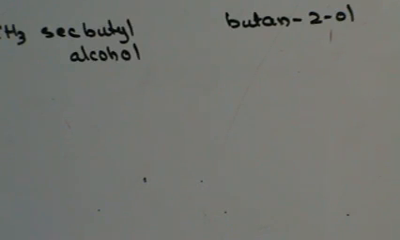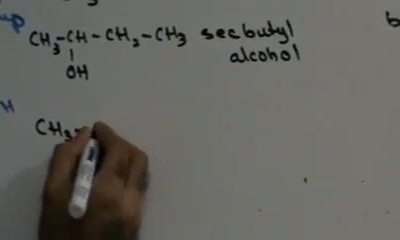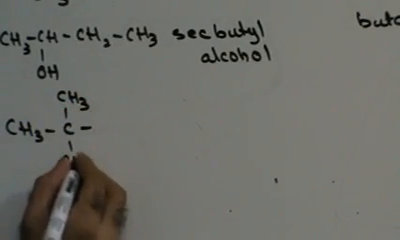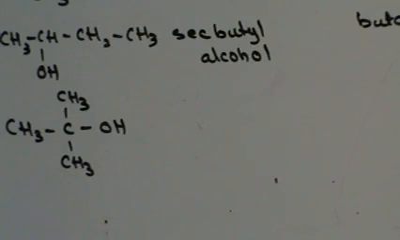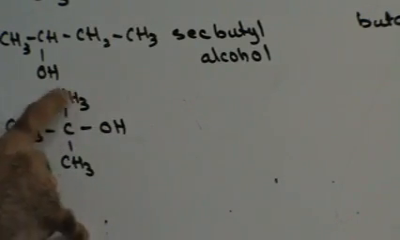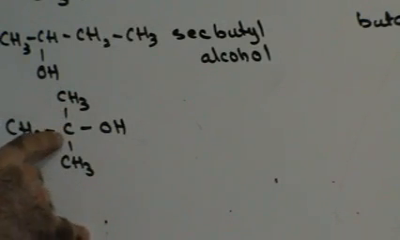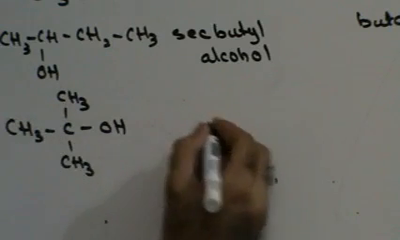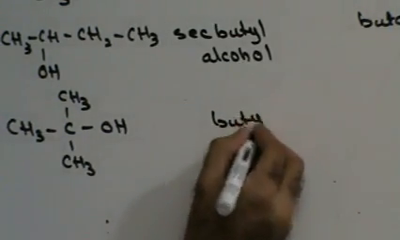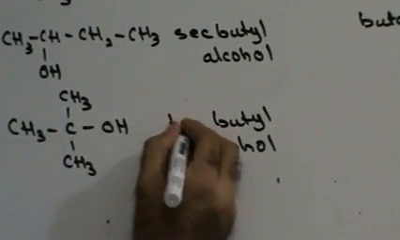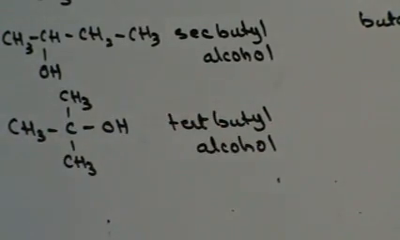Next, let's see this. CH3, C, CH3, CH3, OH. Right? Here, OH is connected to a carbon atom which is connected with another 3 carbon atoms. That means this particular carbon atom is a tertiary carbon atom. Total number of carbon atoms 4, therefore butyl. OH, therefore alcohol. Attached to the tertiary carbon atom, therefore tertiary butyl alcohol. Right? Do we get this thing here?